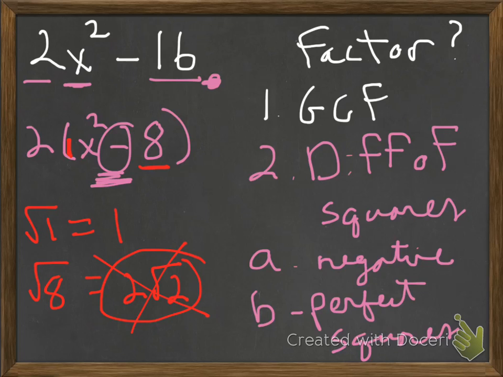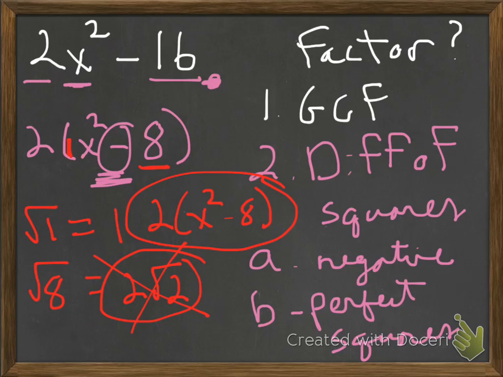Okay? So technically, on this one, we are done. When we have 2 times x squared minus 8, this is all we can do. We can't do difference of squares on this one. Okay? So let's go ahead and move on to one that we for sure can do difference of squares.